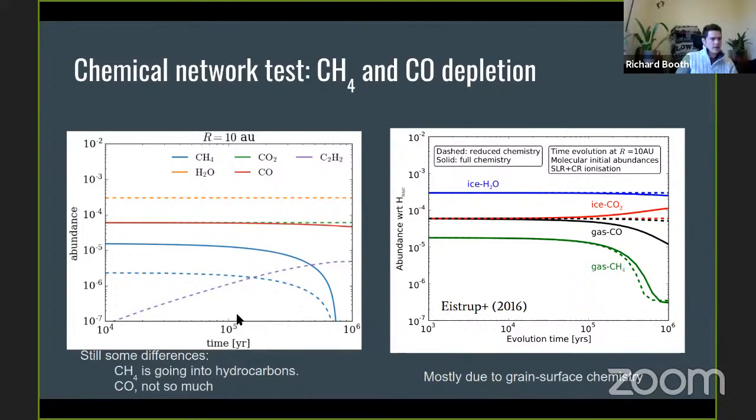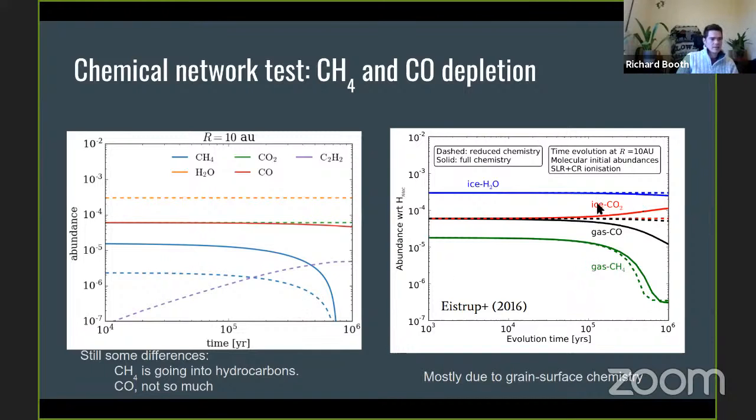Our simple model does capture the main physics that's happening on 1 million years, which is, for example, the depletion of methane, which you can see in both models. The timescales are fairly similar. They can differ by a factor of 2, which in this sense is actually not too bad.